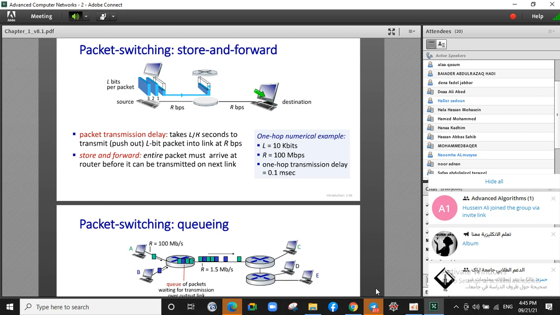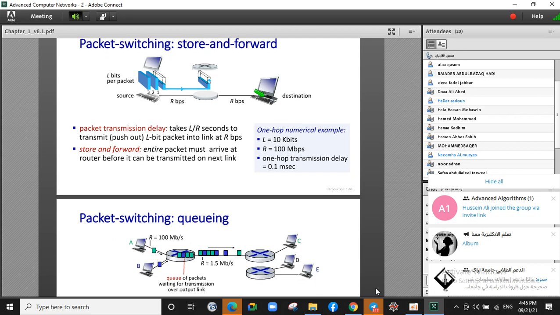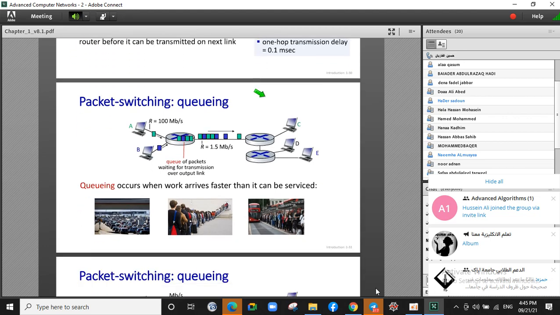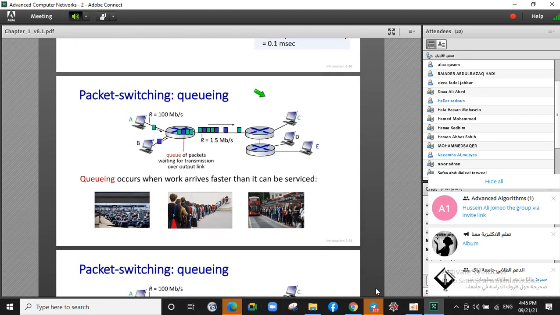Please read about pipeline on the internet. Search for pipeline and read about it. What is pipeline and how it affects network capabilities.